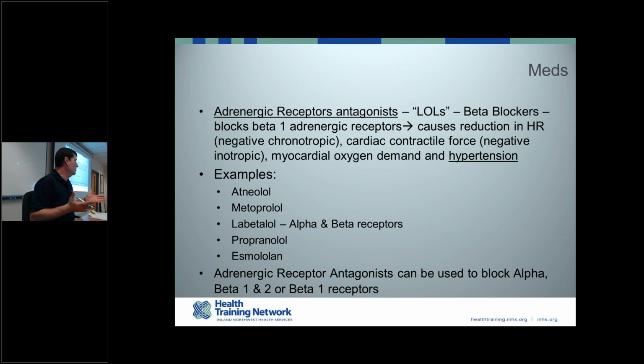Decreases stroke volume, decreases heart rate. So that's basically how it's going to affect. So what are some examples of these? Now when I ask you, what are some examples of beta blockers?